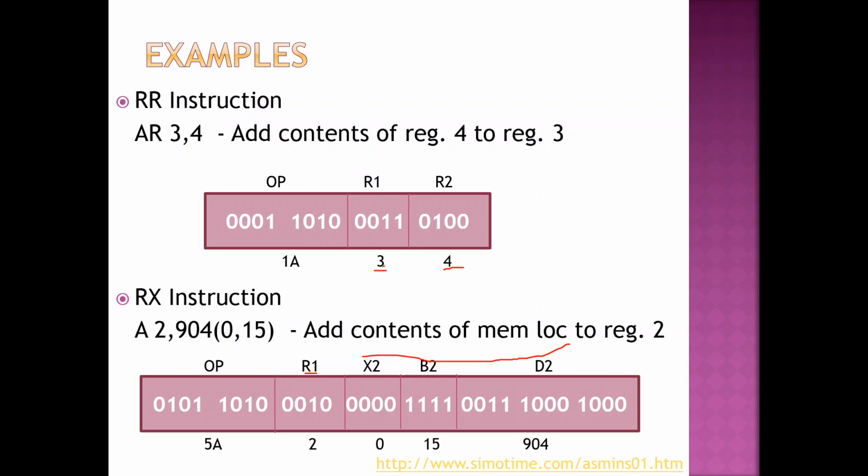Register 1. What is register 1? 3 is register 1. So how do I represent it in 4 bits? 0, 0, 1, 1. What is R2? My register 2 is 4. Register 4 is my R2. The second operand is register 4. How will I represent it? I'm going to represent it using 4 bits: 0, 1, 0, 0.